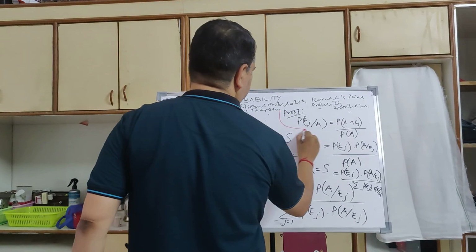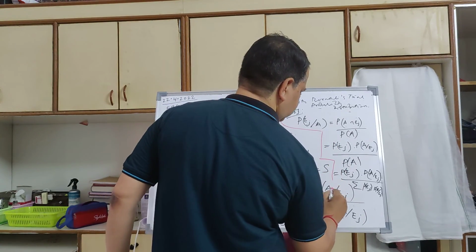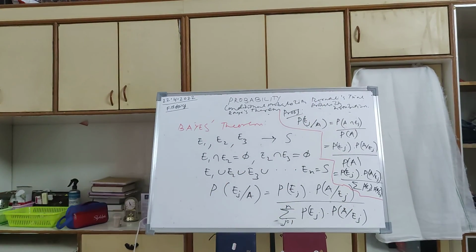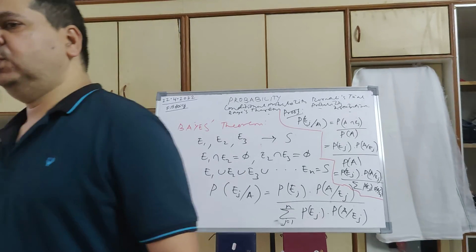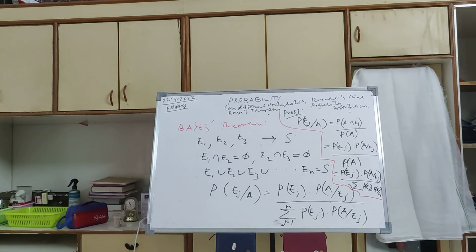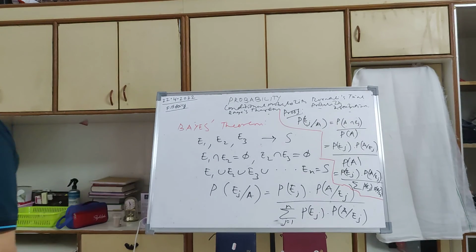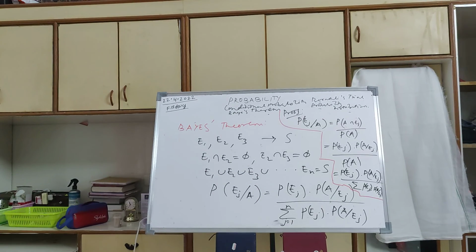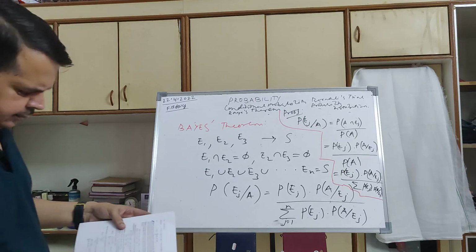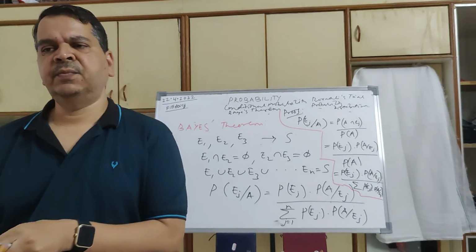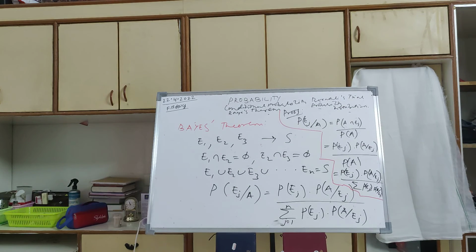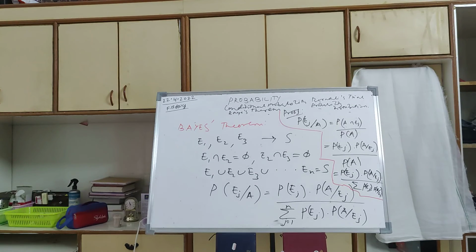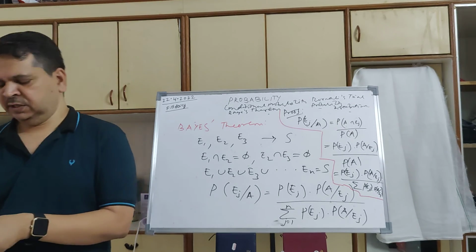What we have studied in the previous section, the theorem of total probability and the multiplication theorem, using all that we have proven Bayes theorem. To prove Bayes theorem, we must know the theorem of total probability and the multiplication theorem. There can be a number of numericals on Bayes theorem, and I have just explained the theory now. You can solve a good number of examples on Bayes theorem.